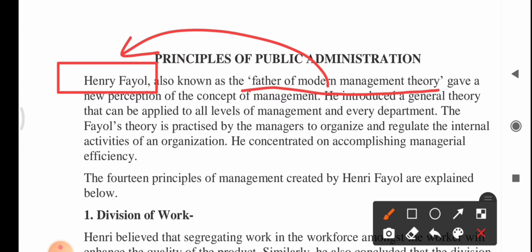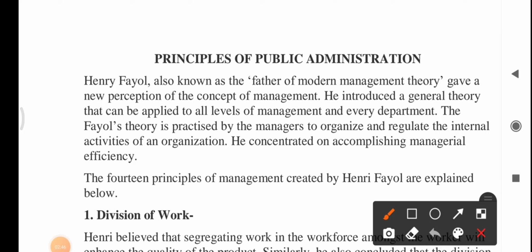Now what he did. Henry gave a new perception of the concept of management. He introduced a general theory that can be applied to all levels of management and every department. Fayol's theory is practiced by managers to organize and regulate the internal activities of an organization. For what purpose is this theory used? To organize and regulate the internal activities of an organization. He concentrated on accomplishing managerial efficiency. This theory shows us managerial efficiency.